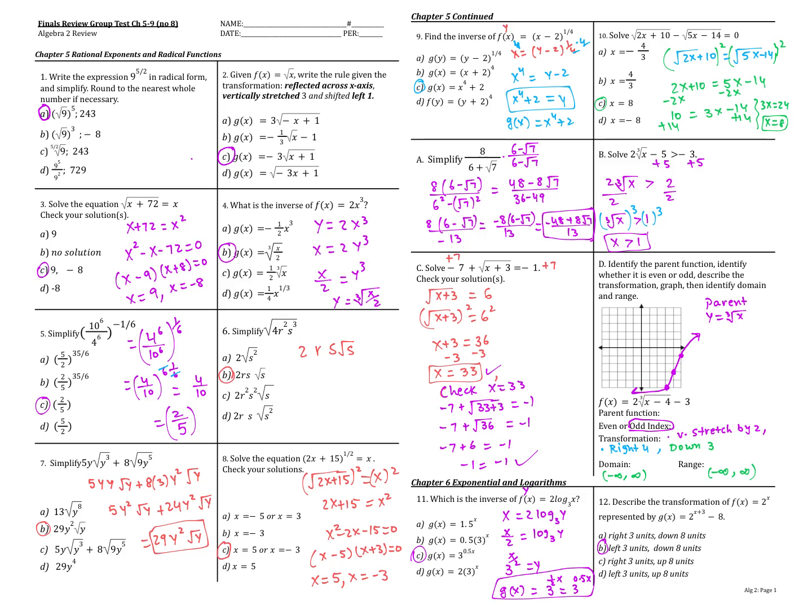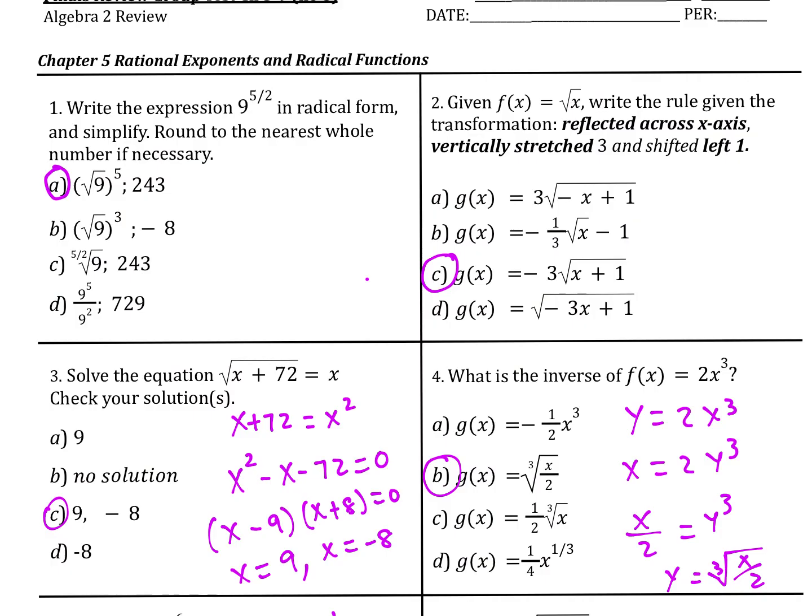Hi everyone, let's work on this final review for semester 2. So the first question we have is from chapter 5, rational exponents and radical functions.